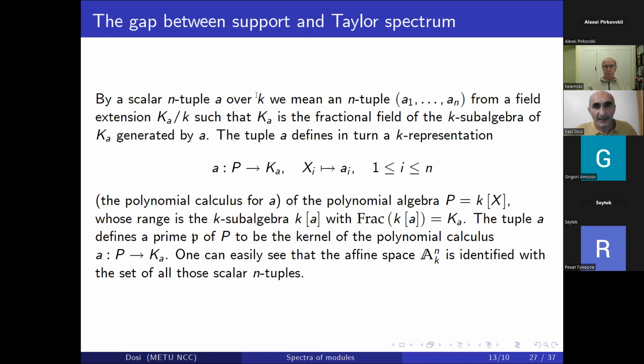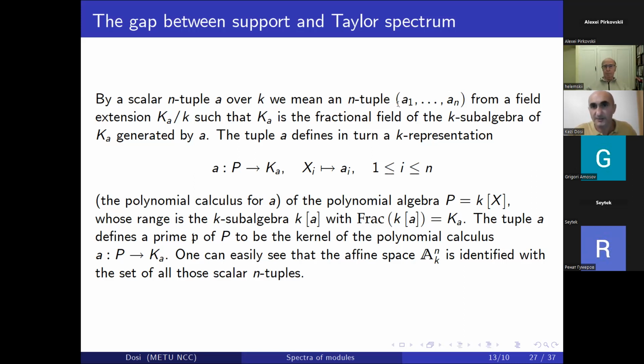Okay, we have a field K. Let's define a scalar n-tuple over K. That's indeed a tuple, but not from K. That's from some field extension. So there is some field extension, call it K of A, depending on A, by the way. It's a special field extension defined by means of A, so that if you take the fractional field of the K subalgebra, it will be K of A. So what is that? This is a tuple here in K of A.